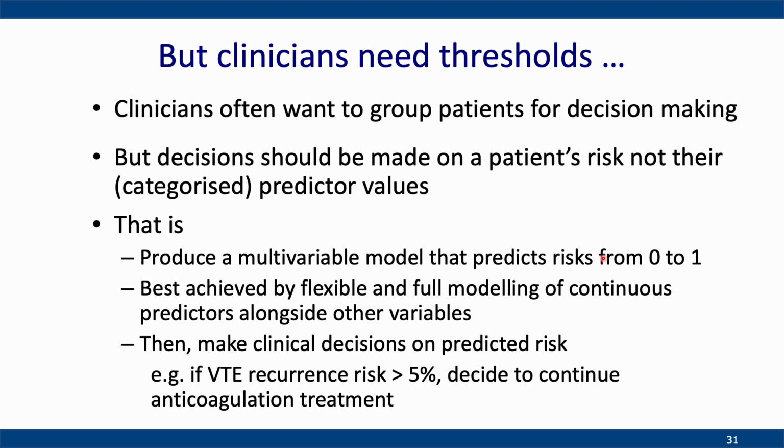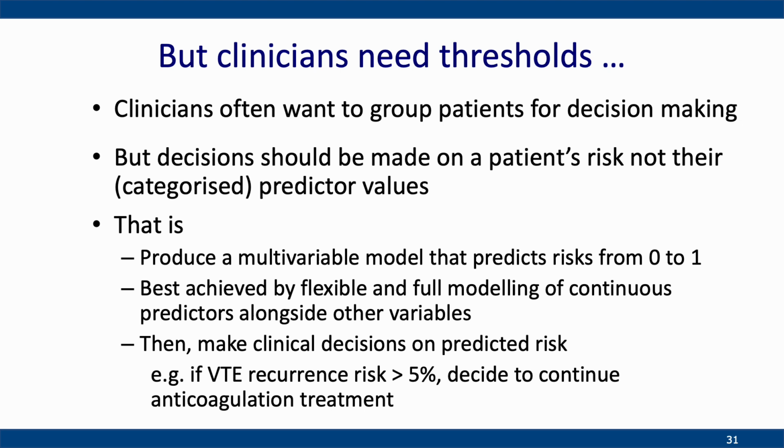Now, therefore, we want that to be as accurate as possible for that individual and allow it to be anywhere between 0 and 1. We don't want to constrain it or group it. So we need to be flexible and allow for modelling continuous predictors alongside the other variables, and then make decisions on the predicted risk. And it's fine at that point to then make categorization decisions if they're clinically justified.